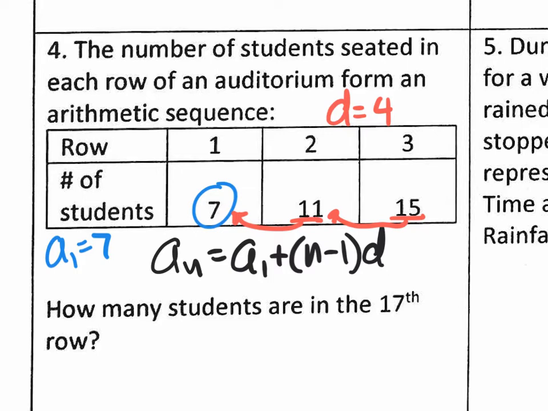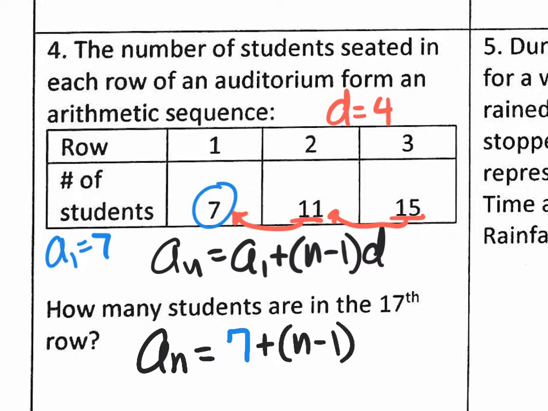You have to actually pick a number and subtract the previous number from it. 15 take away 11 is 4. 11 take away 7 is 4. So now we know our a sub 1 and we know our d. We could plug in the a sub 1 right here and the d right there, and that'll be the a sub nth rule. So let me do it right here. A sub n, the a sub nth rule will be a sub 1, which is the number 7, plus n minus 1 times the common difference, which happens to be 4.